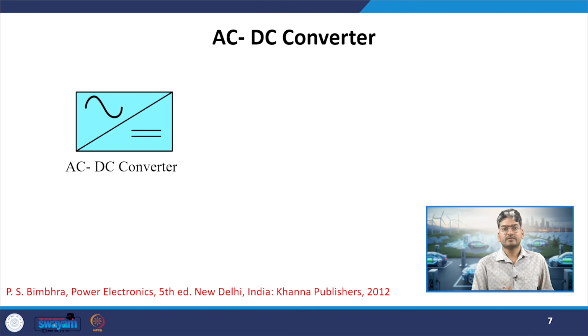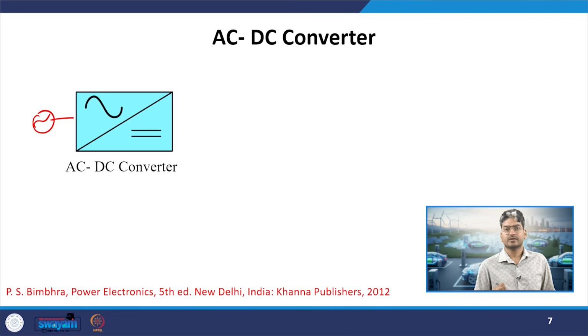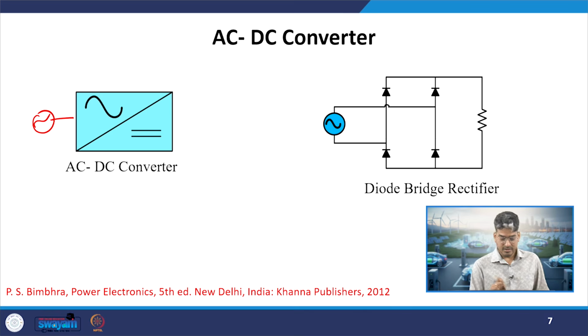Now, AC to DC conversion. Why do we require this stage? Most of the input to our homes or the charging stations will be AC, but our charger requires a DC output because we have a battery bank which has to be charged. So, we have to convert this AC signal into DC. What is the best option available to us? The cheapest and simplest option is the diode bridge rectifier.